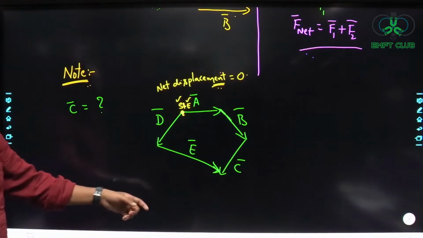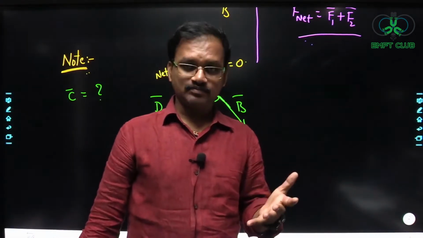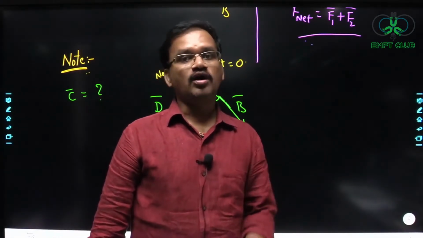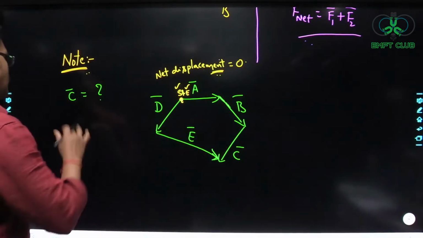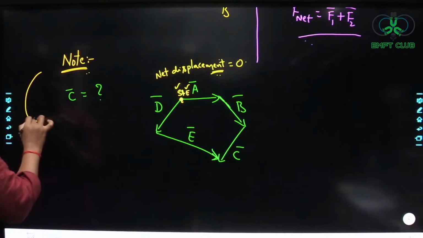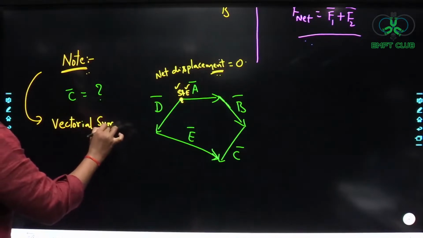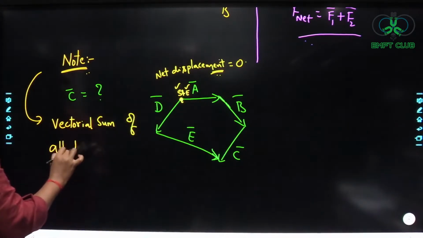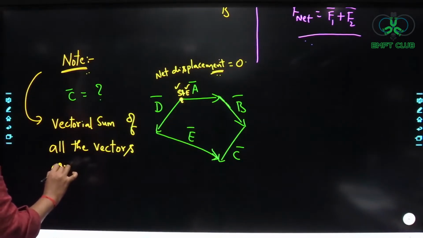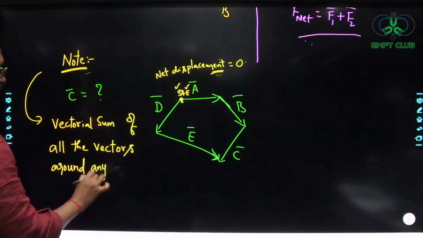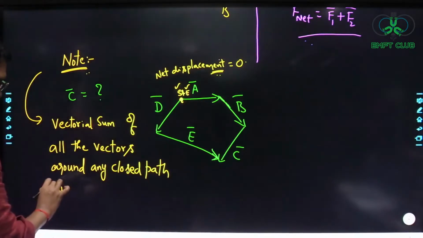Understood? So from this, what can we conclude? The vectorial sum around any closed path is always equal to 0. So this is the note you have to make: the vectorial sum of all the vectors around any closed path is always equal to what?